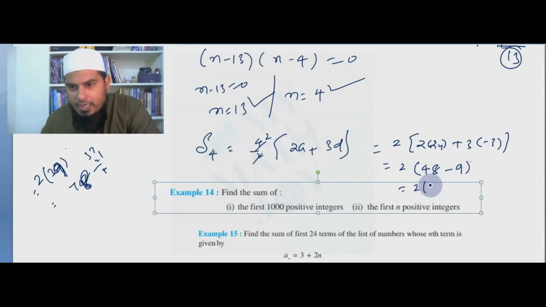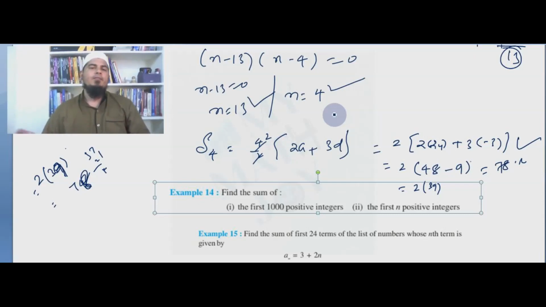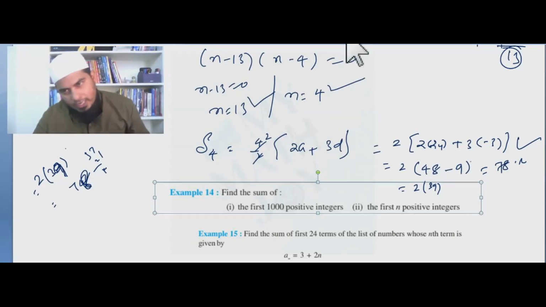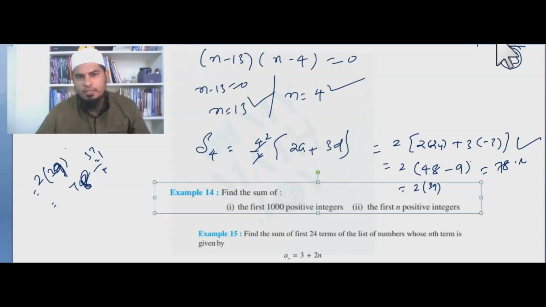48 minus 9 is 39 and equals 78. So you got it. This is the correct answer. So n should be 4. And if you want n value 13 also, you can cross check it. So let's move on to the next question. Next question is waiting for us.